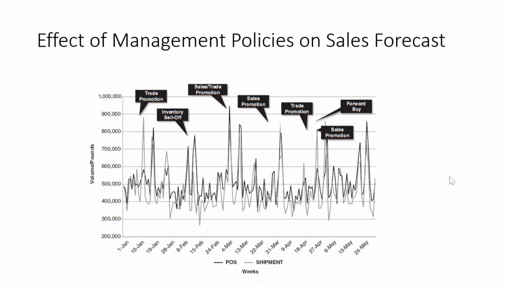So in this section, we'll see the impact of management policies on the sales forecast. What we see here is sales data. The x-axis is the timeline and the y-axis is the volume of sales. And what we see in these callouts are our management decisions which are impacting the sales. Most of these decisions are related to promotions or inventory sell-off or forward buys, which actually accelerate the sales.